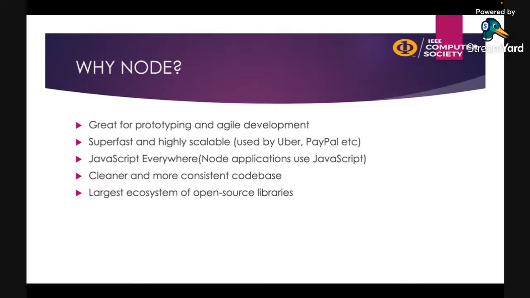JavaScript is used everywhere, in the front end and the back end. So it is easier for a developer to transition from front end to back end. Node is used in production by companies like Netflix, PayPal, Uber, Walmart, etc. Because JavaScript is used in the front end and the back end, we get a cleaner and more consistent code base. Lastly, Node has a large ecosystem of open source libraries.